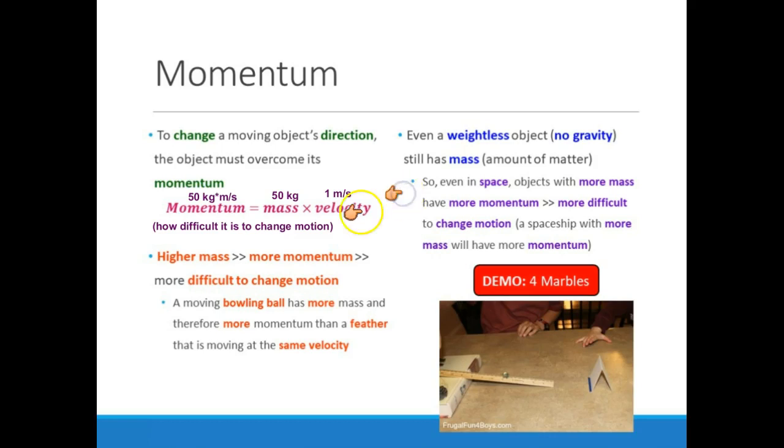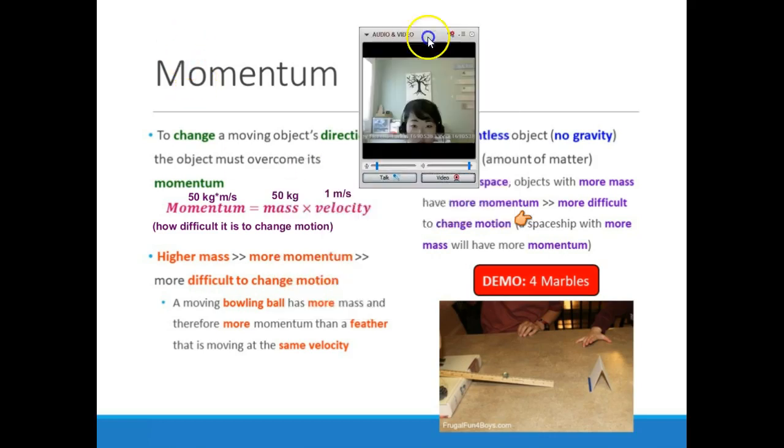Yeah, so here's what happens. Even in space, objects with more mass still have more momentum. So they're still more difficult to change their motion than something that is lighter, right? So a really heavy spaceship is going to be more difficult to stop than a really light spaceship. Okay, because a heavy spaceship has more mass, it's more difficult to stop. So let me go ahead and show a demo of this to you guys.